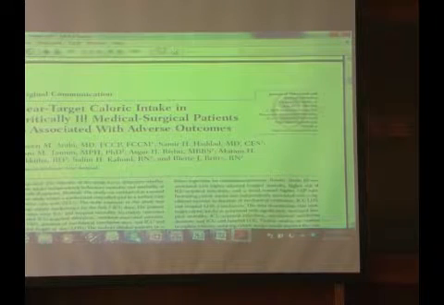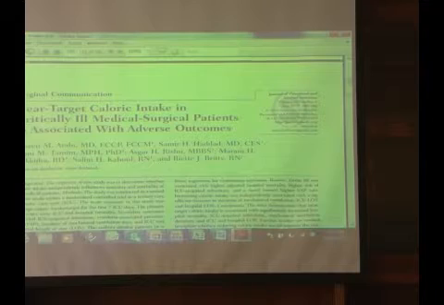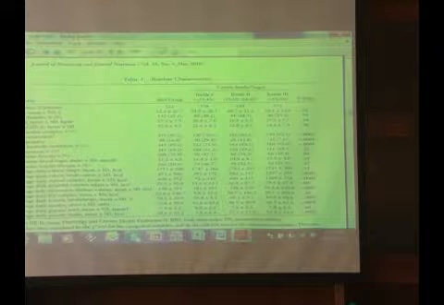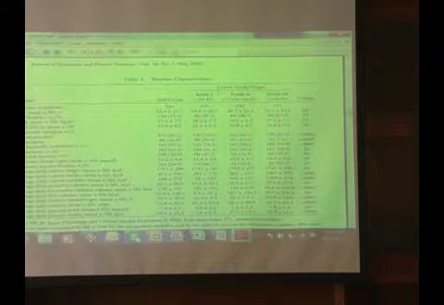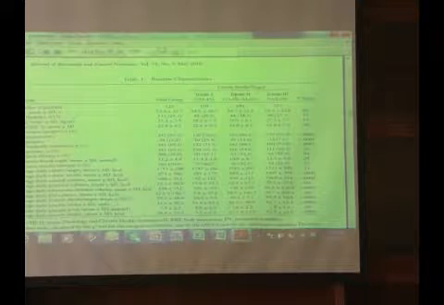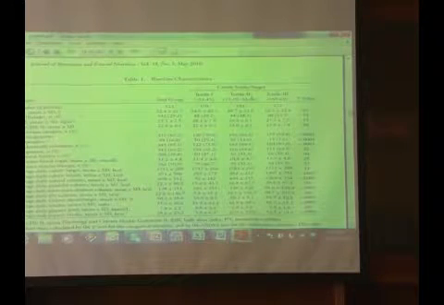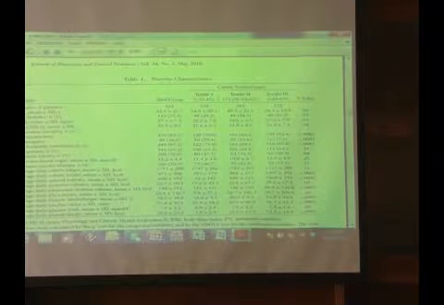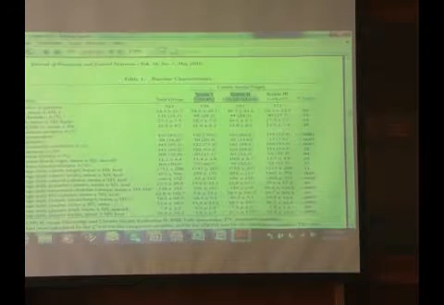It was published in the Journal of Parenteral and Enteral Nutrition. In this example, we have three groups. Caloric intake was divided into three groups: less than 33.4%, between 33.4 and 64% of requirement, and more than 64%. All I care about telling you now is that we have three groups.